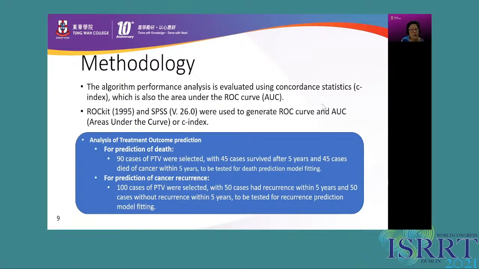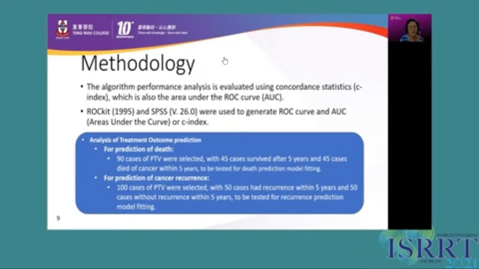So for analysis of treatment outcomes, for the prediction of death, we use 90 cases of PTV, and 45 of them survived after 5 years, and 45 of them died of cancer within 5 years. And they were tested for death prediction model fitting. And then for cancer recurrence, we also use 100 cases of PTV, and 50 had recurrence within 5 years and 50 without. They are tested for recurrence prediction model fitting.